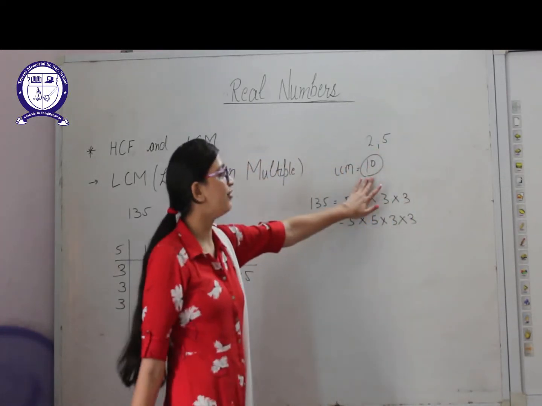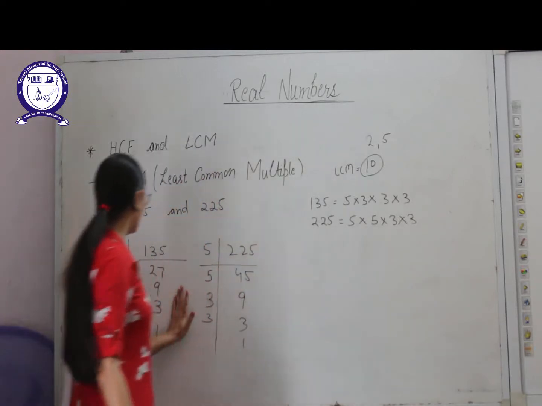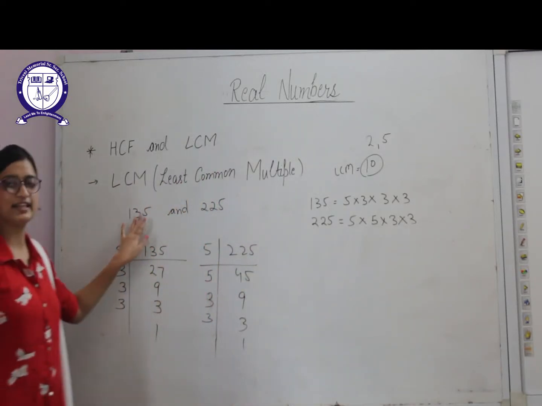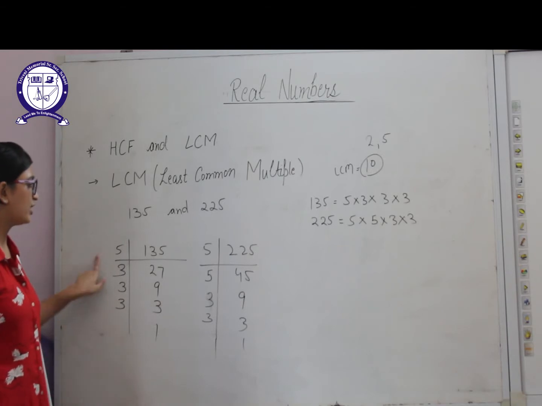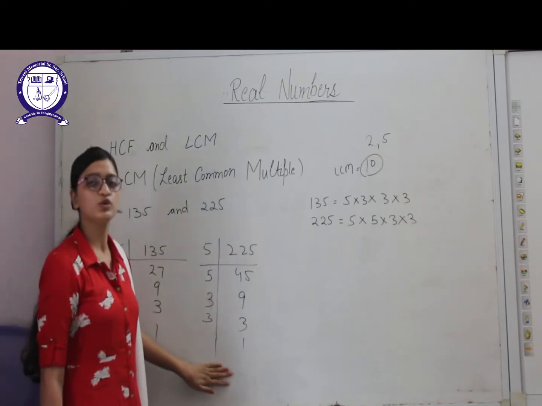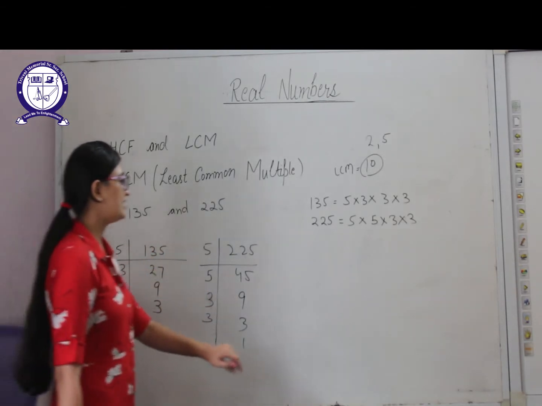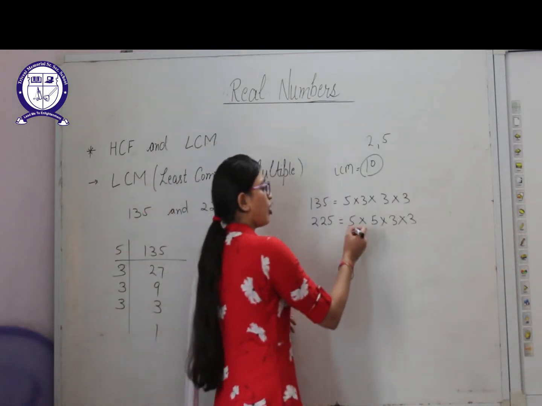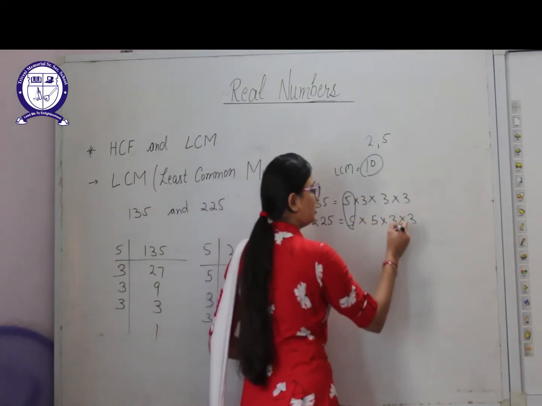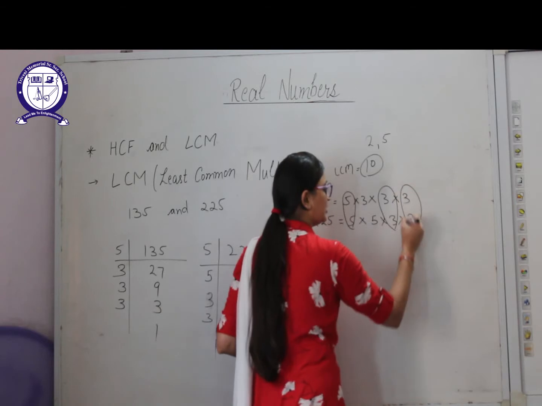But how did I find it? It's like this. Taking an example of 135 and 225, again we make the prime factors of 135 and the prime factors of 225. So we can write these factors as these. Now we will make the pairs of the common factors. It will be 5, 3 and 3.